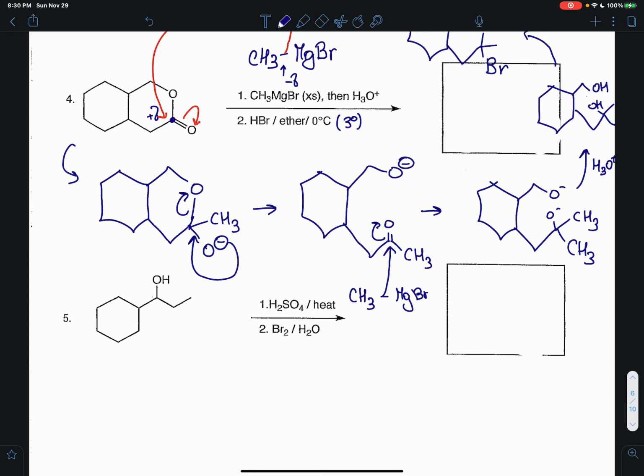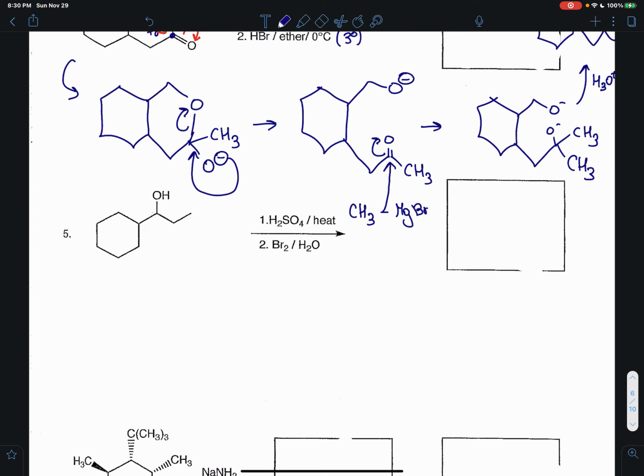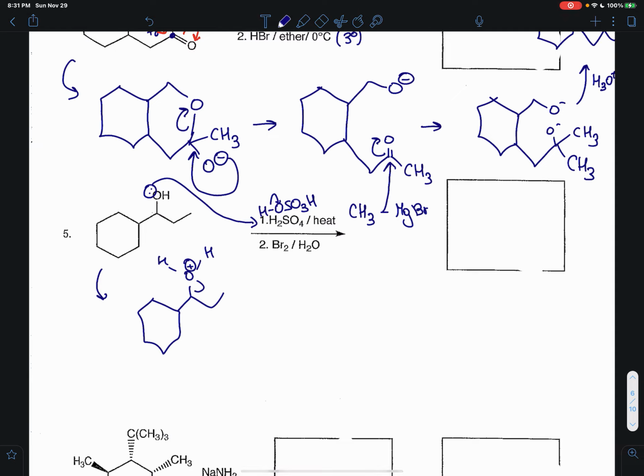Alright, so now moving on to the next reaction. So we have H2SO4 and heat. This H2SO4 is going to perform a dehydration reaction. So this lone pair on the oxygen is going to come in and grab the hydrogen from the H2SO4. So you're going to form that OH that's positively charged. This H2O is now a good leaving group, so it's just going to leave. Once it leaves, it forms a partially positive charge.